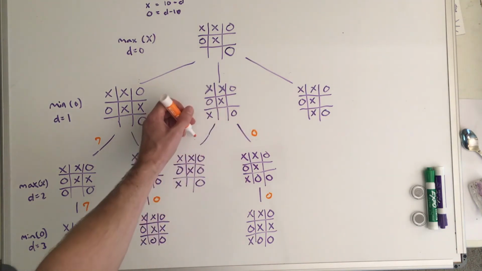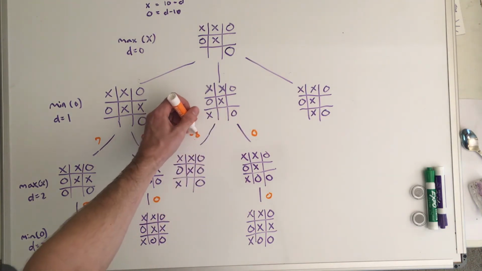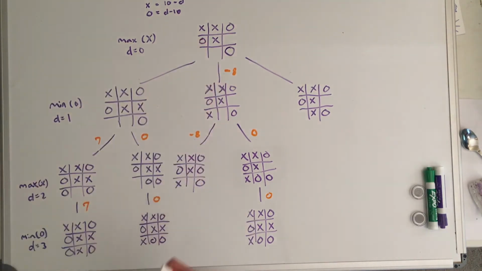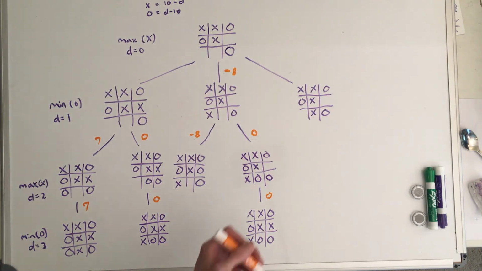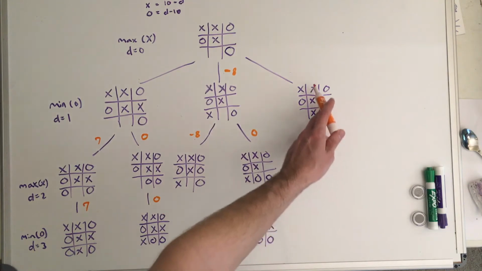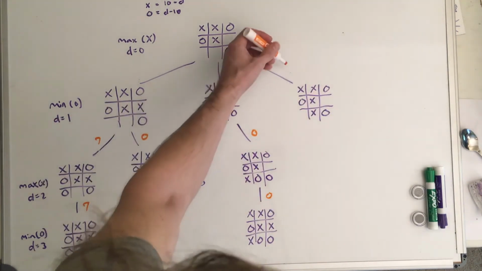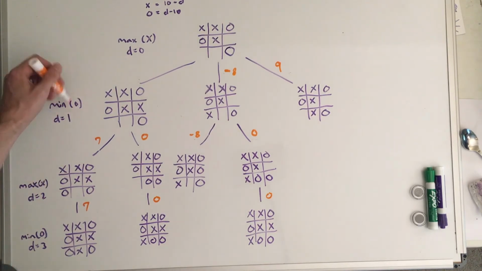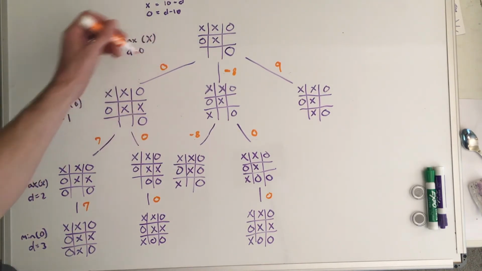For this one, it's also a tie, so we're going to return 0 and move that up the tree. And on this example, O wins, so we need to do D minus 10, which is negative 8. Then we take the min of those two, which is negative 8, and move that up. And the last one, X wins, so again we do the formula at the top, 10 minus D, which leaves us with 9. And then on the far left, we take the min of the two bottom children, so that's going to be 0.